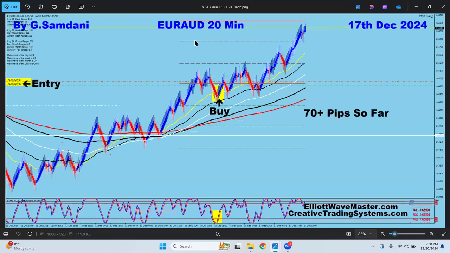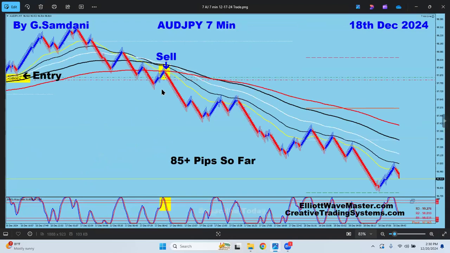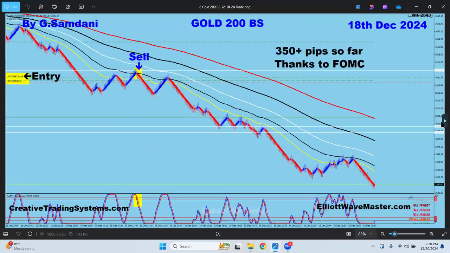That's simple. You're Aussie here again, right? So you go short here and it doesn't work out. Then later on it gives you the 70 pip positive. Great, right? Similarly here, Aussie yen going down 85 pip, right? Gold again. Look, this one is the big one.